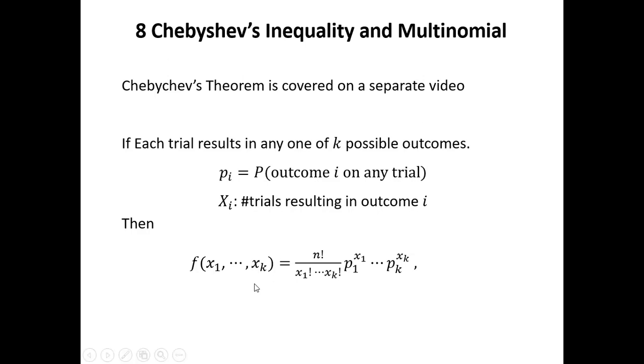So if we let P of I be the probability of outcome I on any trial, and our random variable xi is the number of trials resulting in outcome I, then we get this PMF, this probability function, n factorial over x1 factorial times x2 factorial and so on up to xk factorial. And these are the probabilities raised to the corresponding powers.